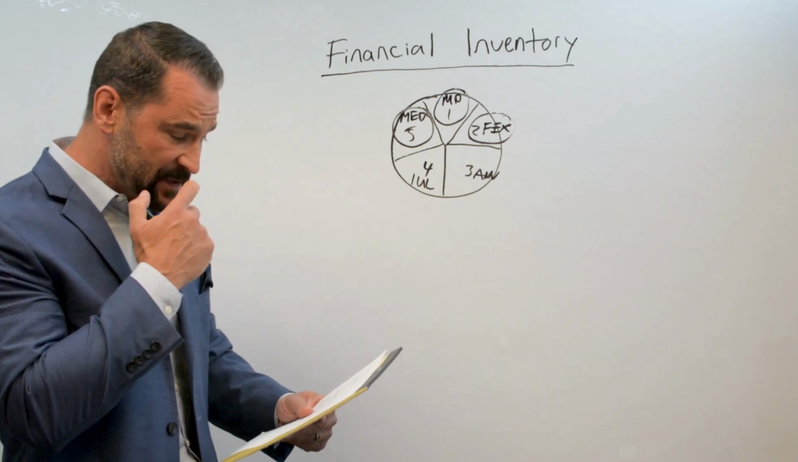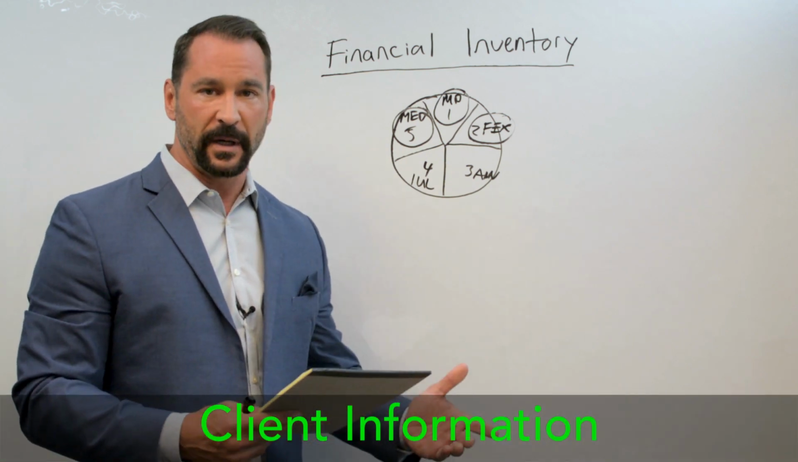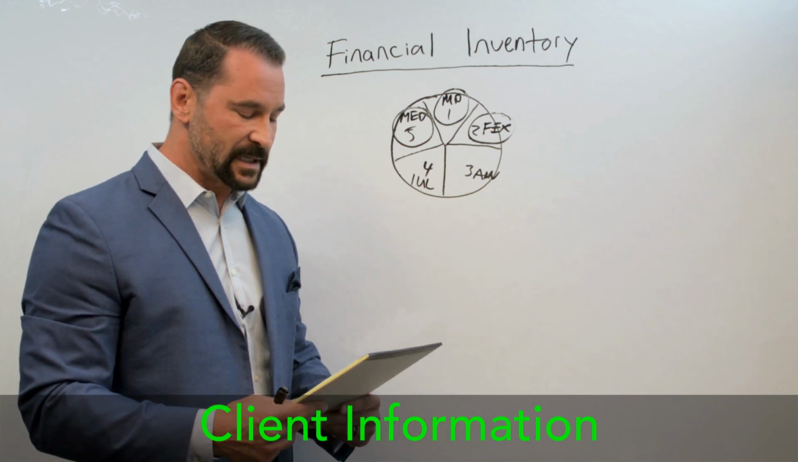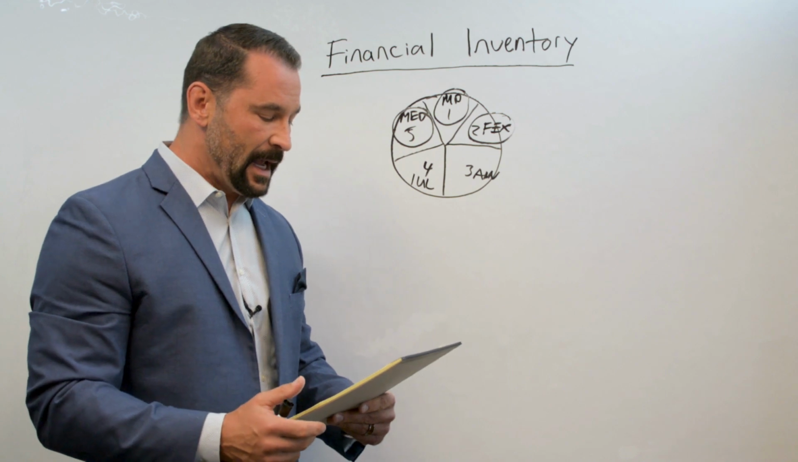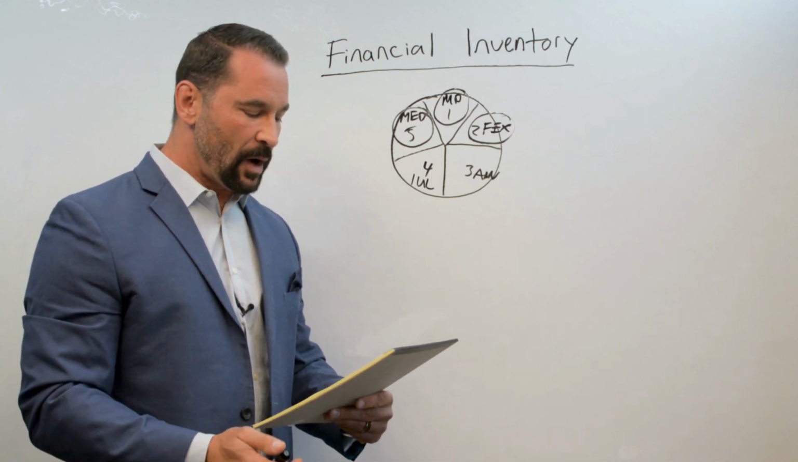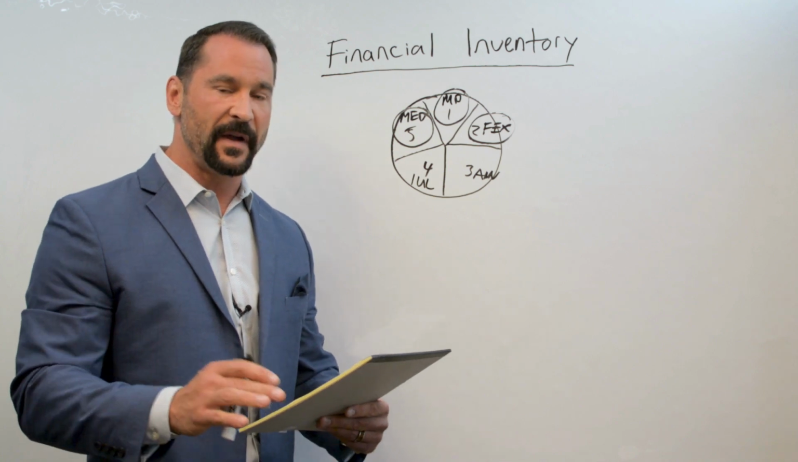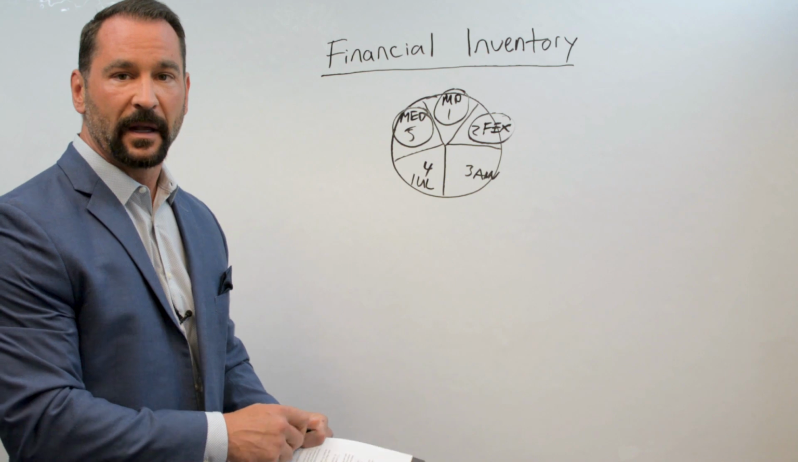So let's start with the first section. The first section is the client information section. Pretty straightforward, what we're asking for there. We're going to learn their age, we're going to learn the spouse's age if they're married, and the number of children that they have and what their age is. You also learn their income, which is very important for two reasons. The first reason is you get to find out what they can afford.